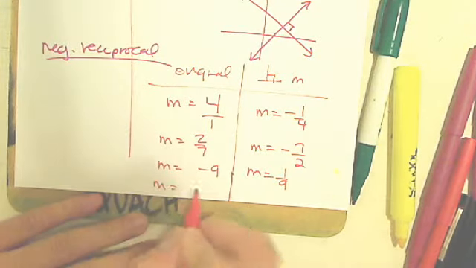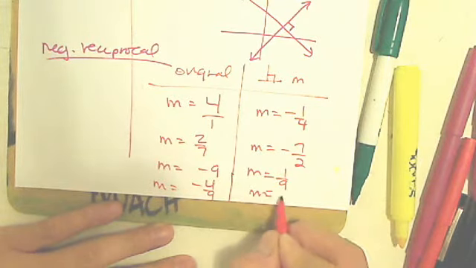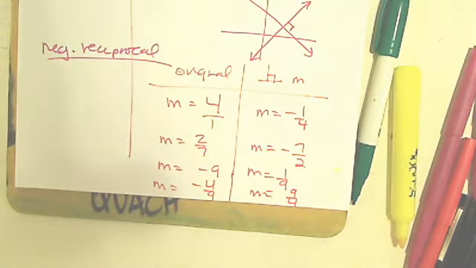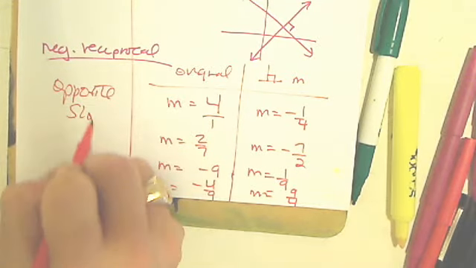What happens if it's a negative fraction to begin with? Positive 9/4. One would have to be positive and the other negative because they have to crisscross. Okay? Questions so far? Flip and make it negative or positive, whatever the opposite is. These are all opposite slopes.